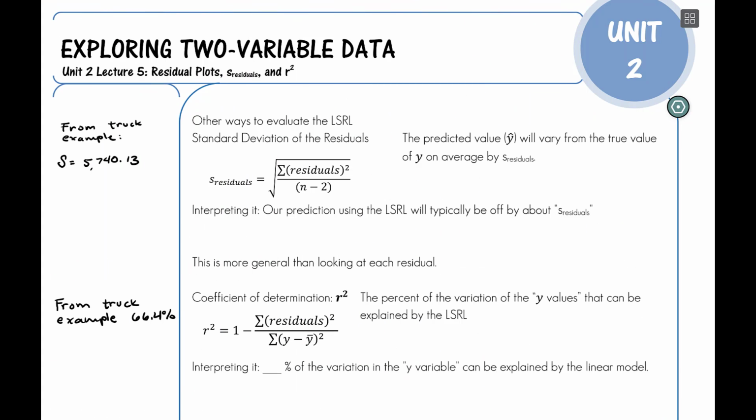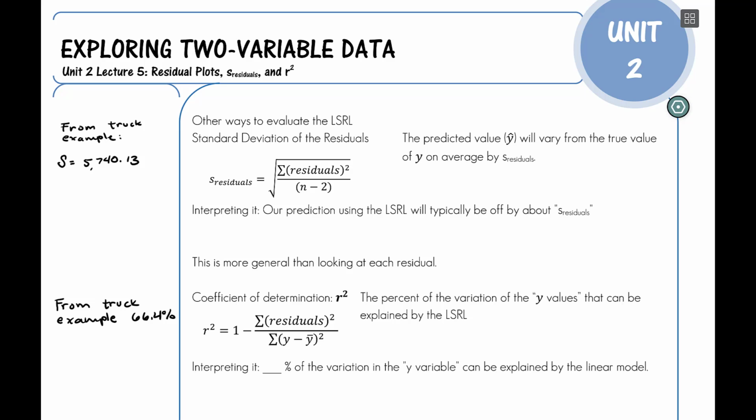So looking at the scatter plot, seeing if it appears linear, and then looking at the residual plot to see if we notice any patterns. That's the first thing that we should do when we're wanting to evaluate the quality or appropriateness of the least squares regression line. There are other ways to evaluate the LSRL. Once we determine that the model is indeed appropriate, we want to see, well, how good is the model?